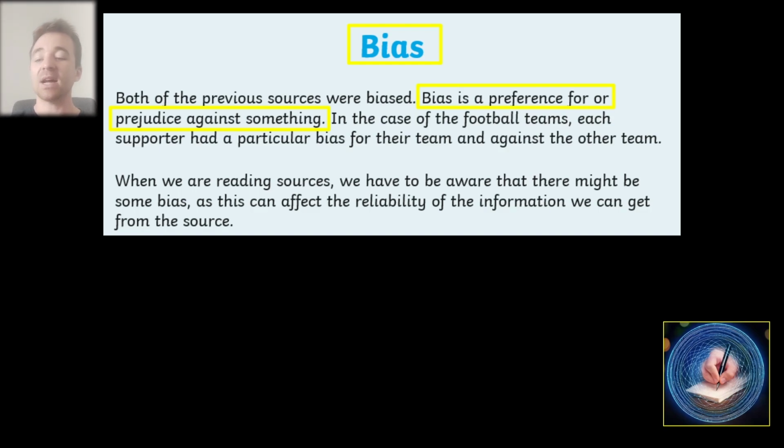All right, so that's why when we're reading sources, we have to be aware that there might be some bias. The person delivering the information to us might want us to think a certain thing. And this can affect the reliability of the information we can get from the source. All right, so make sure you've got that written down. What's in those yellow boxes? We do need to have that down.